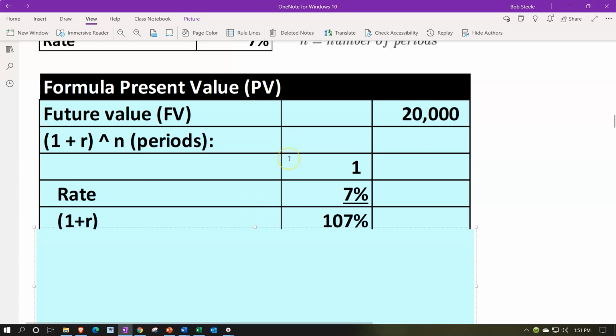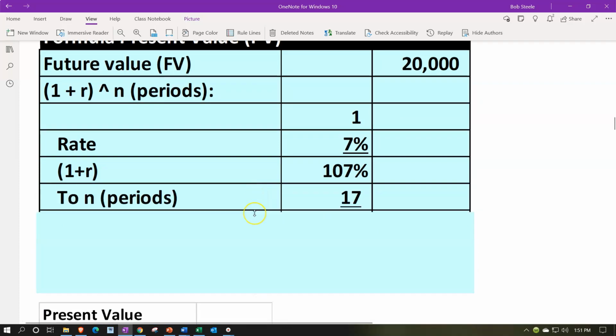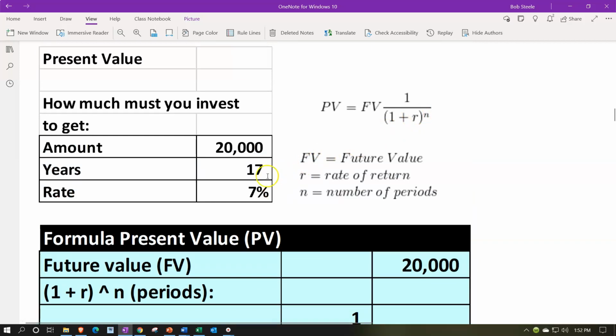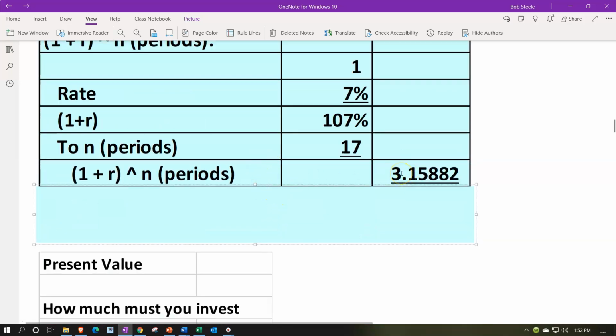So 1 you can represent as 100%, right? Plus 7% would be 107%. Or 1 plus 7% would be 0.07 plus 1, which would be 1.07. And then if we take that to the power of the number of periods, that's n, which is 17, that would give us this amount rounded. So we're taking the 107% to the power of, or caret of, 17, giving us approximately this number.